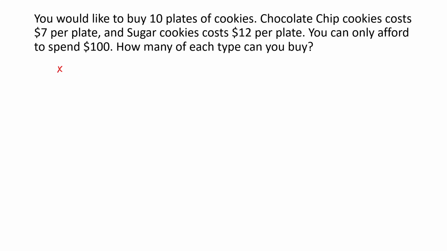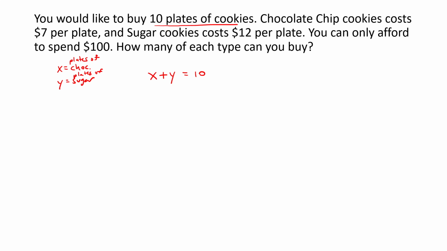So I did x is chocolate chip. I'm just going to put this over here so I don't forget. I can buy 10 plates of cookies. So that means if x is really plates of chocolate chip and y is plates of sugar, I can only buy 10 altogether, so that's an easy equation: x plus y equals 10. In other words, all the plates of chocolate chip cookies and all the plates of sugar cookies, when I put them together, x plus y, that has to be 10.